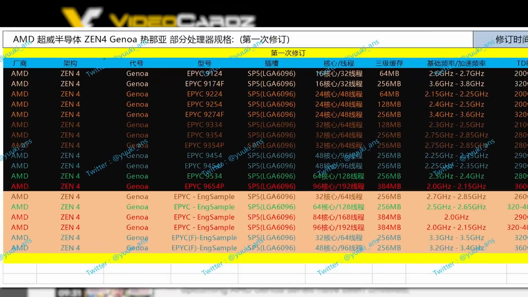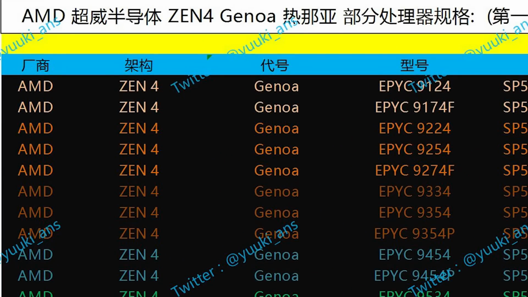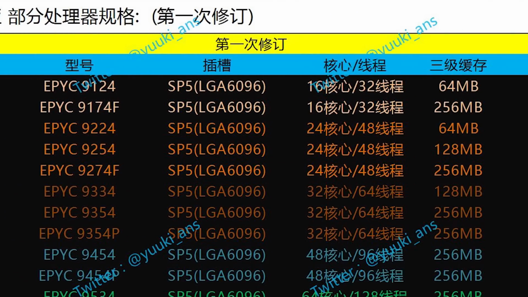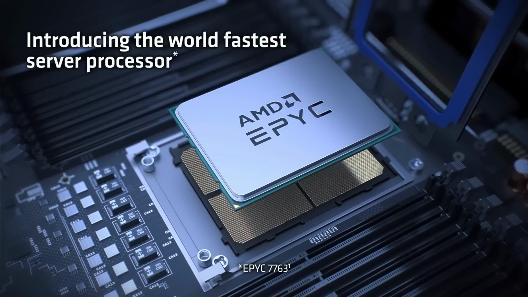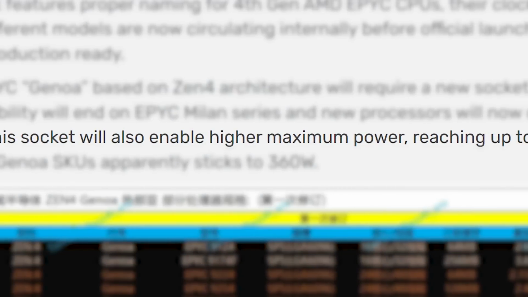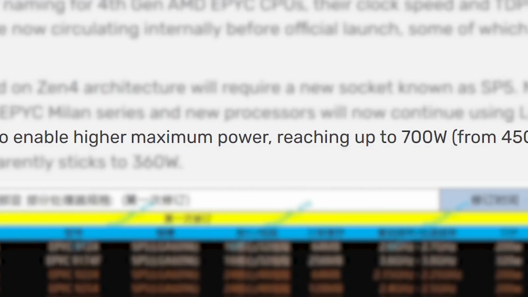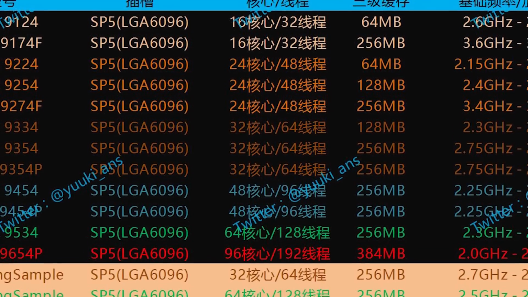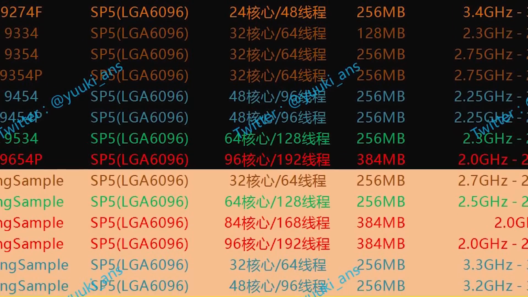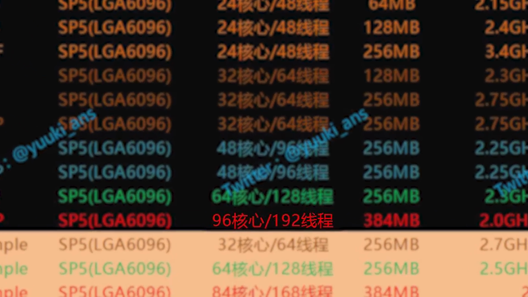And when we look, we first see that the Zen 4-based Epyc series will require a new socket called SP5. So current-gen Milan owners will require a new board. What's wild is that the new socket gives a much higher power envelope of up to 700 watts, and that's likely due to the much higher core count of AMD's next-gen. That's right, AMD is moving all the way up to a whopping 96 cores and 192 threads.